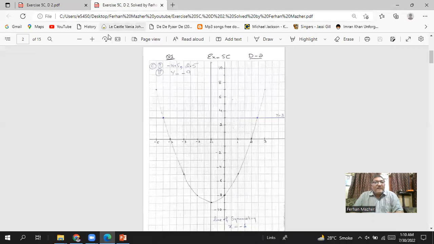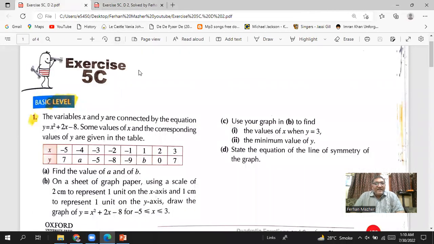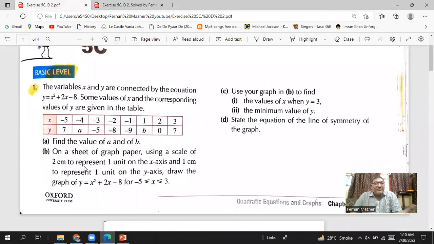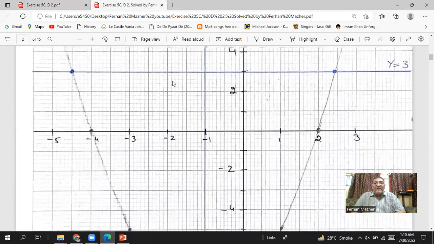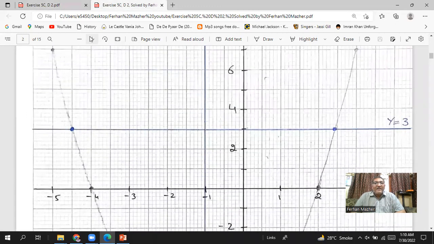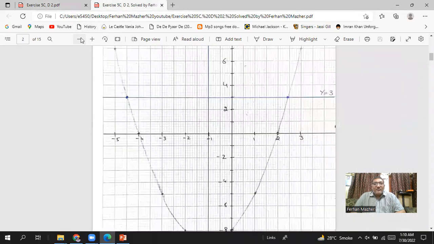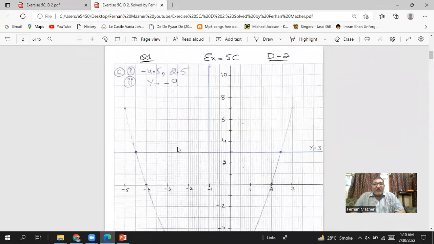Okay. So the next thing they are asking us is, we have drawn, this was the B part. We have drawn the graph on the graph paper. He says use your graph in the B to find the values of the x when the y is 3. So when the y is 3, I will draw a line at y equals 3. So this is that blue colored line. Whenever this line cuts your main graph at these points, I will check what the values of the x are.